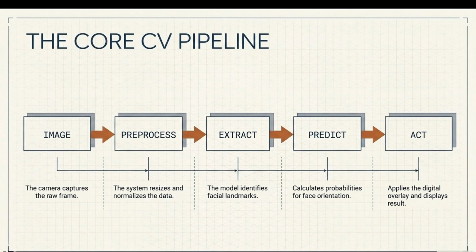The core computer vision pipeline: image, preprocess, extract, predict, and act. First, we are going to consider the image, which will be the input, right? And the input will be taken to the pre-processing stage, where the image will be resized and the data will be normalized. And we will have the extraction stage, where the model is going to identify the facial landmarks according to the problem which we are going to solve.